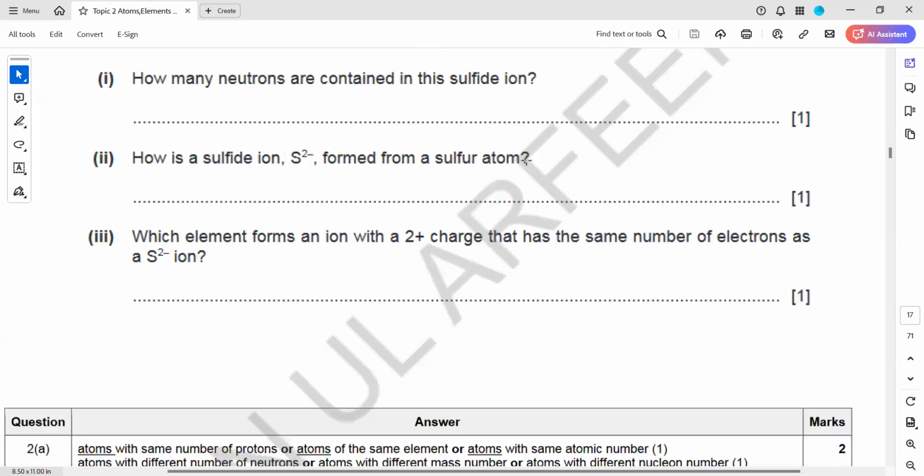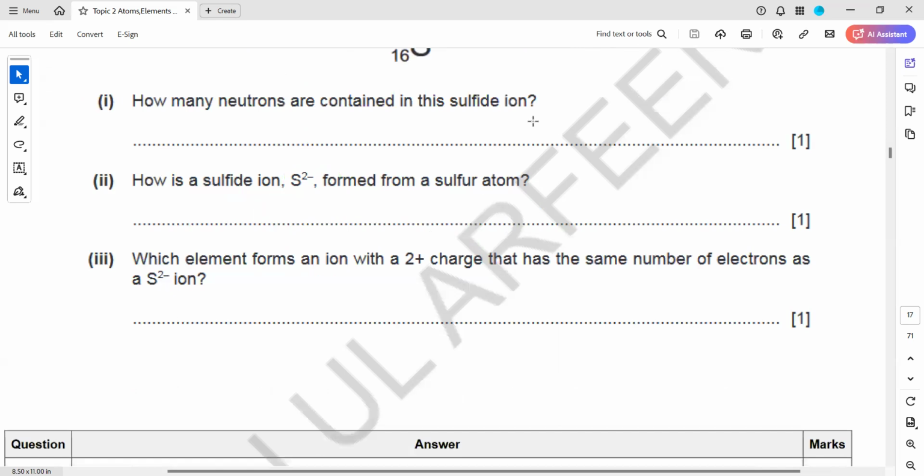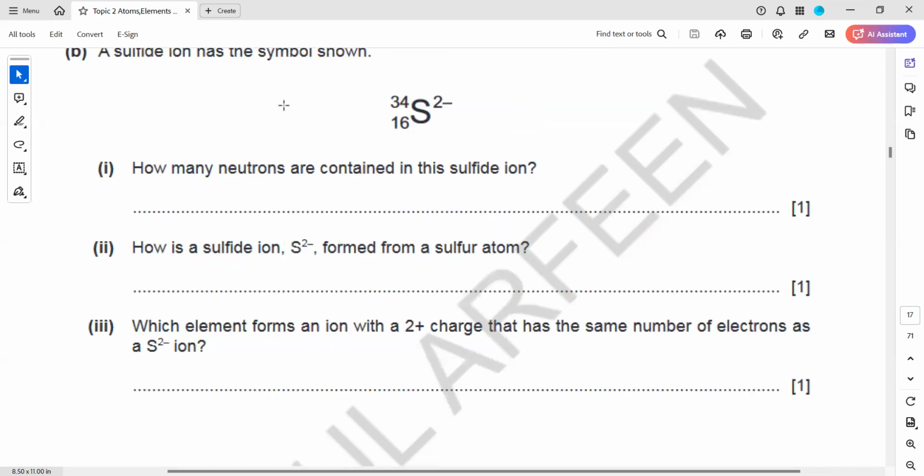Which element forms an ion with a charge of +2 and has the same number of electrons as sulfur -2? How many electrons are there in sulfur -2? 18. So which +2 ion has 18 electrons? It's a group 2 element. Aluminum is +3.